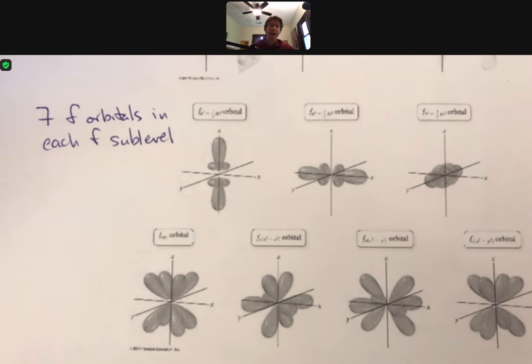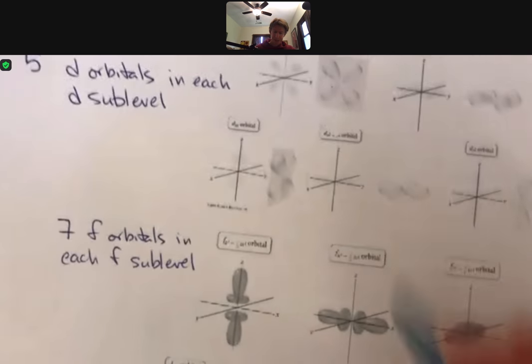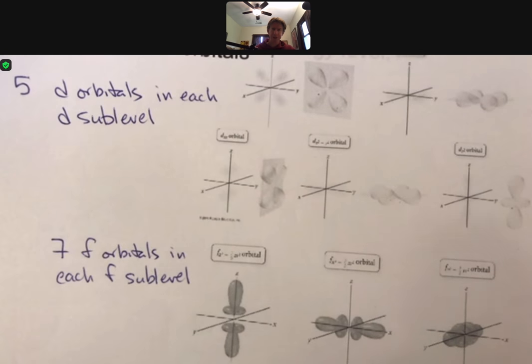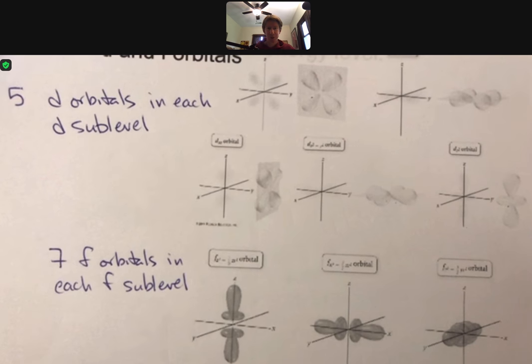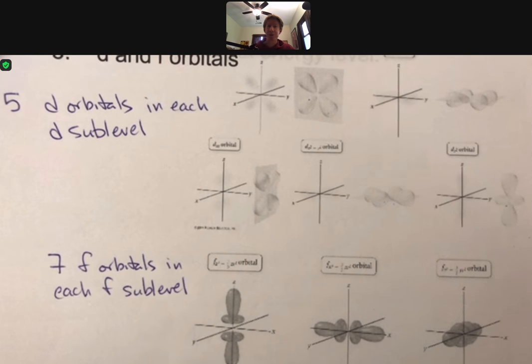Now, you'll be asked to draw S and P orbitals. You'll be asked to recognize D and F orbitals, but you won't be asked to draw them in this course. You will see them in future courses in chemistry. And so just be aware that they're getting more and more complex as they go.